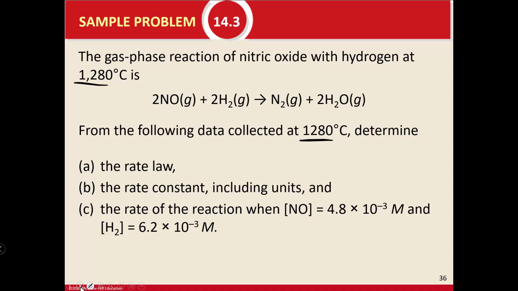Well, that's easy. You can just say rate equals k times the concentration of the nitric oxide raised to some power x times the concentration of the hydrogen raised to some power y. Now, we have to determine what those are. So the rate constant, including the units, and then they also want to know the rate of reaction when nitric oxide is 4.8 times 10 to the negative 3, and hydrogen is 6.2 times 10 to the negative 3 molar.